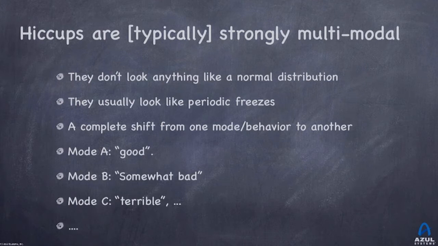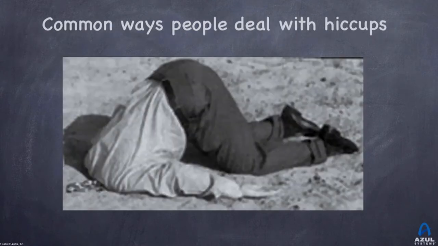So what can we do to deal with these? How do people actually deal with multimodal behavior, with the fact that latency is really all over the place and we need to try and characterize it? Well, the simplest way to deal with it is this. It's a very common way, and I'll give you instructions on how to do this.